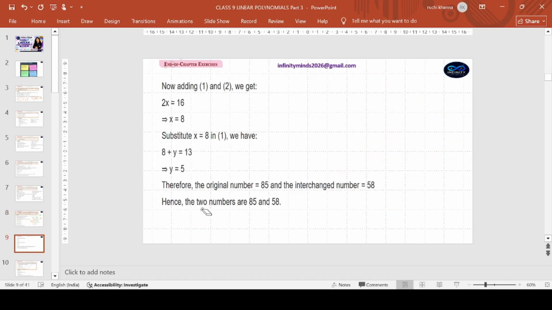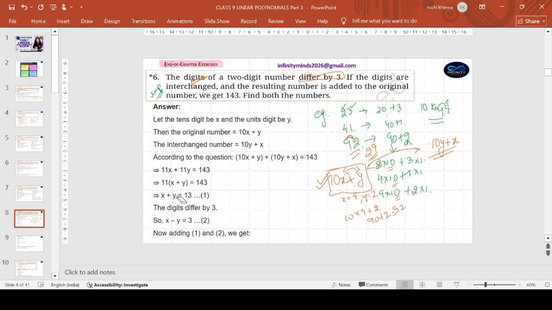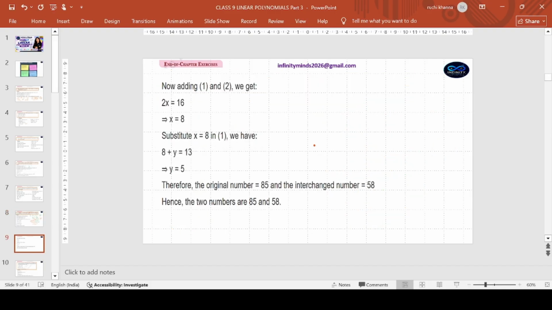Let's move ahead. Adding 1 and 2. Just see. If I add x minus y and x plus y, x and x will become 2x and these two shall cancel. So 2x will become 16. Putting them together, x is 8. Once you have x, putting in any of the equations shall get you the value of y. So the digits are 8 and 5. So of course, it is going to be 85 or 58.